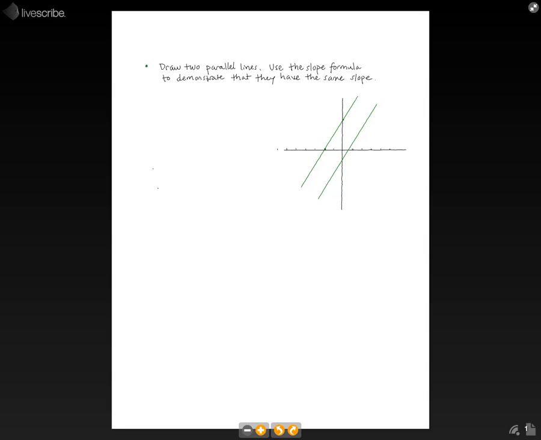The slope formula is rise over run, or m equals the change in y over the change in x. This is equal to y2 minus y1 over x2 minus x1. So we're going to need a point x1, y1, and a point x2, y2 for each of these lines.